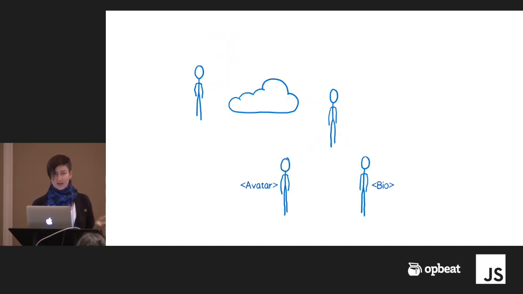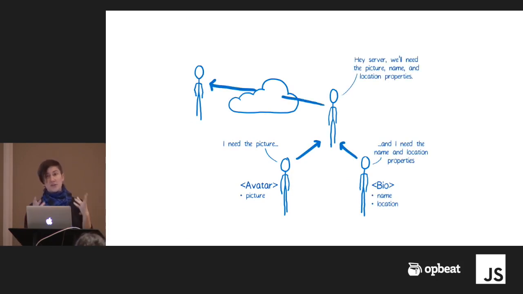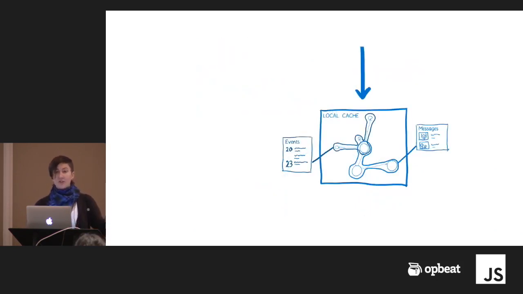What Relay does, in contrast, is have the component say exactly what it needs. It says exactly the data that it needs in order to render. So the avatar would say, I need the picture. The bio says, I need the name and location. And then the parent pulls those together and sends that off as a query to the server. And the server prepares it on demand for the application. So it gets pulled down and sent out to the components. And it gets put in a local cache.